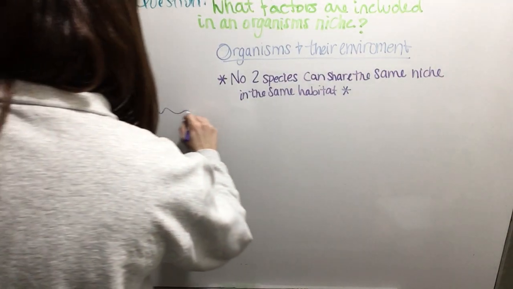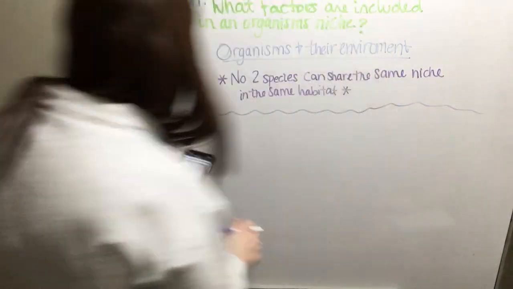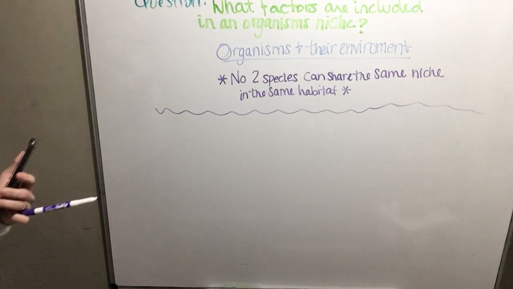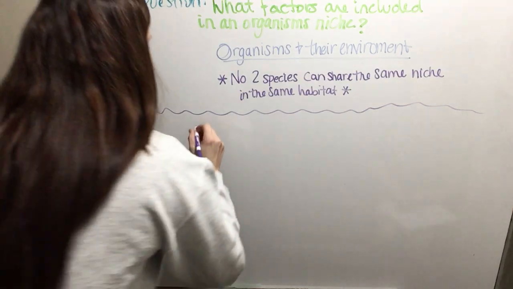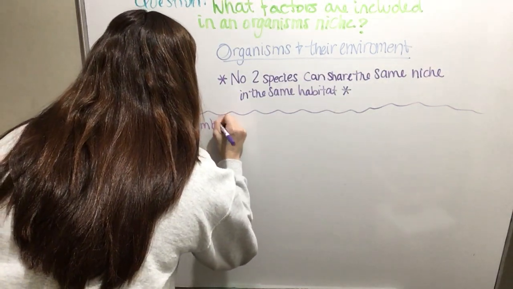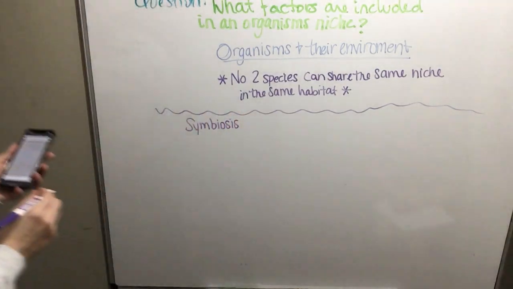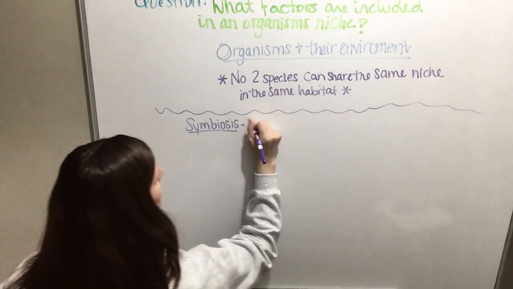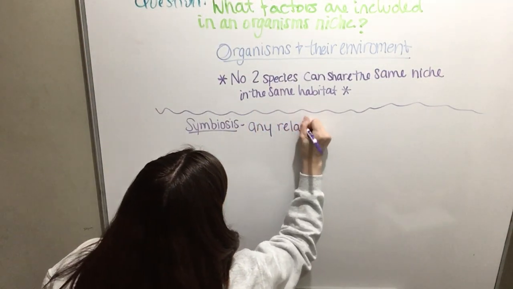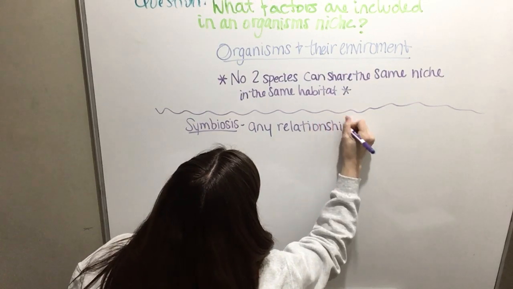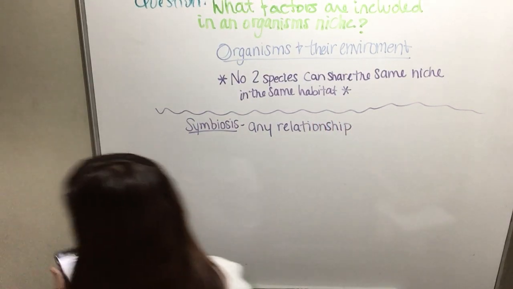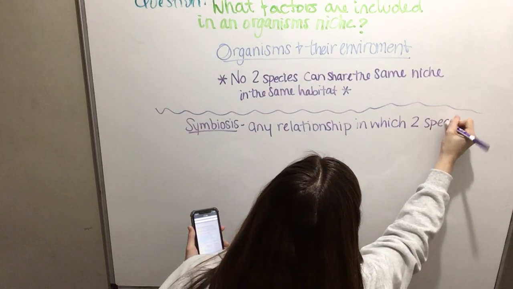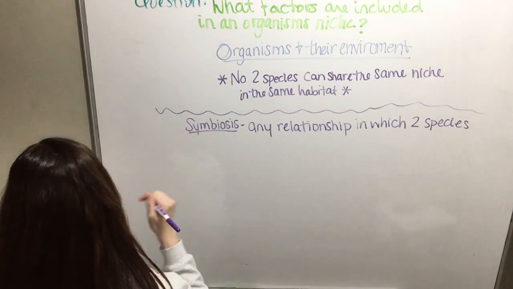Okay, so this is where you're going to divide your paper a little bit, and we're going to switch gears just a minute to talk about how organisms interact with each other. Okay? We call this symbiosis. Symbiosis is any relationship in which two species live closely together.